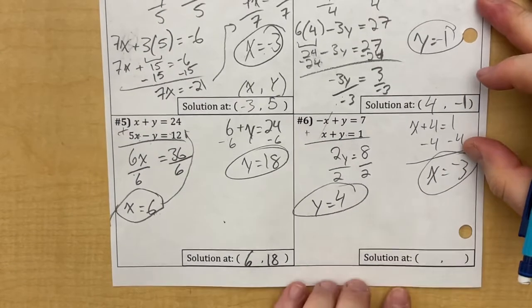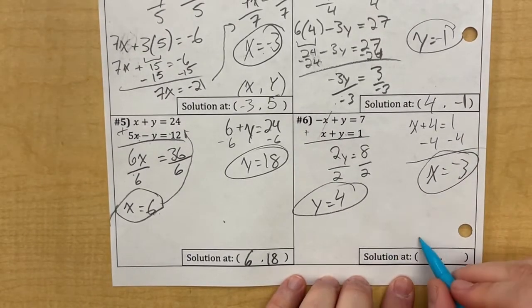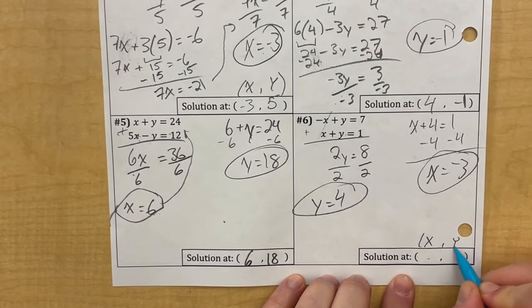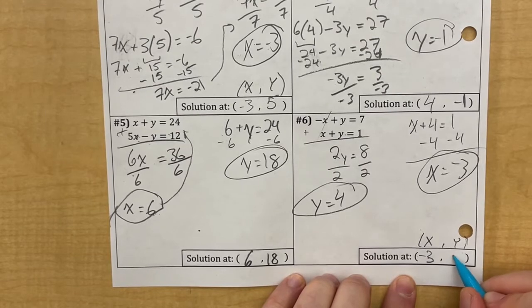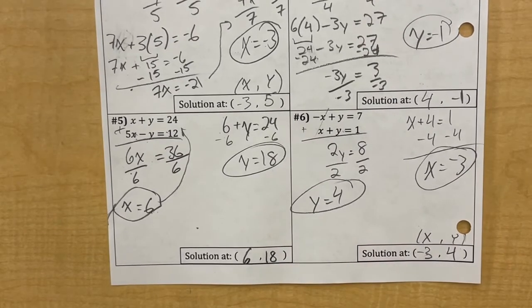Make sure you're very careful when you write the ordered pair. A lot of people kind of switch these together. Again, take your time. Have an x, have a y, match it up. So I have my solution at negative 3 and positive 4. And super simple for yourself.